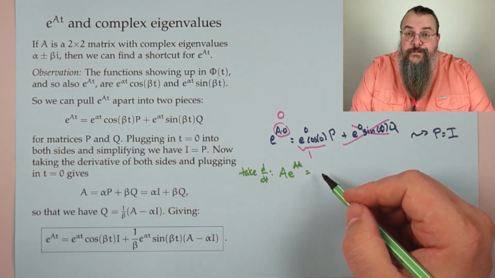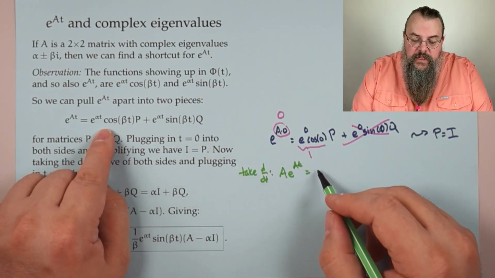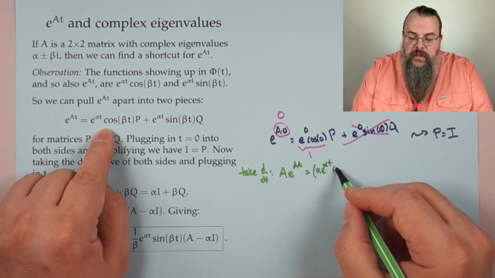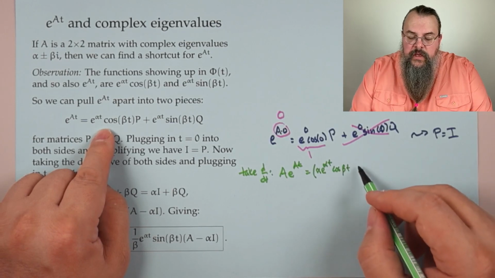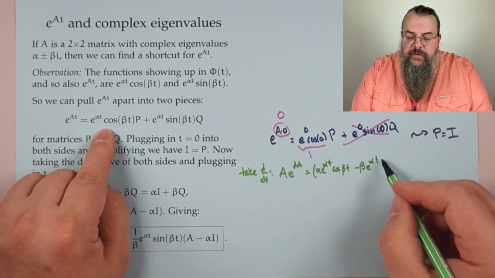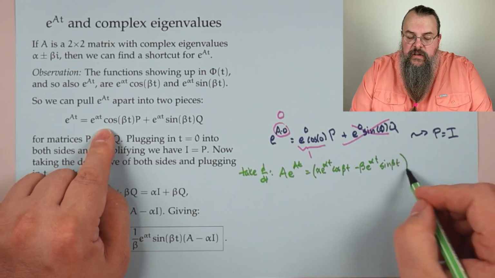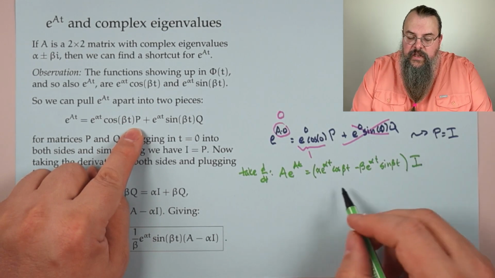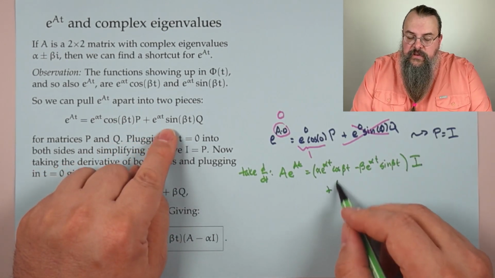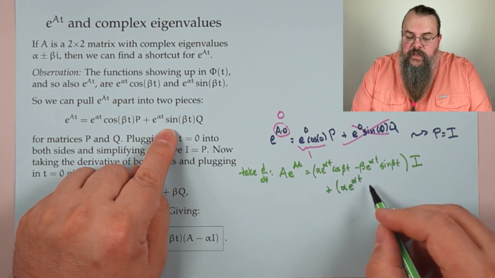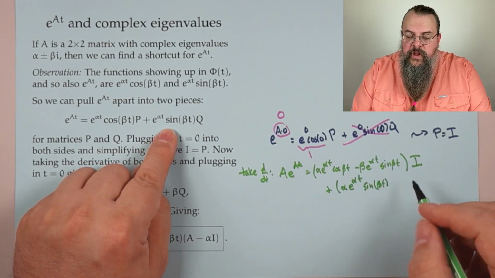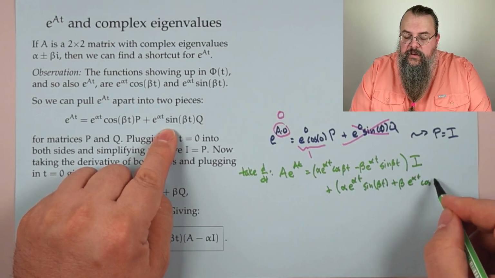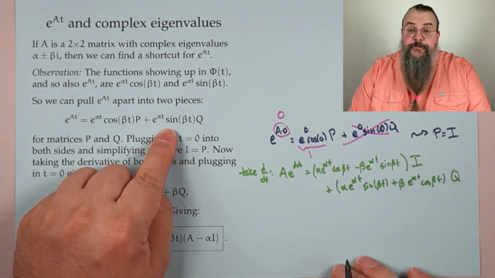Now, the only place that t shows up is in the functions. P and q are just the numbers. So the derivative of e to the alpha t cosine beta t, well, that's alpha e to the alpha t cosine beta t, then minus beta e to the alpha t sine beta t, and that's times p, but we know what p is. P is I. And then we're going to add, taking this derivative, alpha e to the alpha t sine beta t, then plus beta e to the alpha t cosine beta t times q.